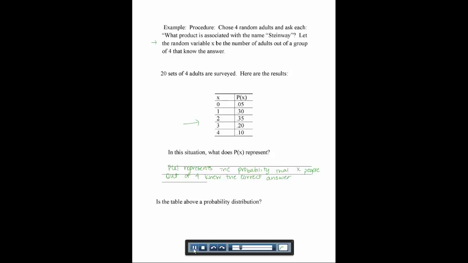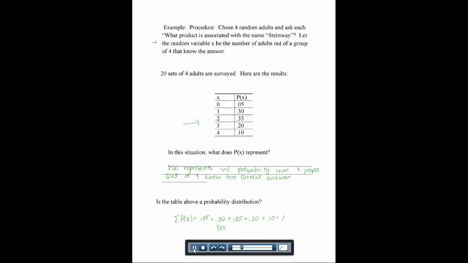Okay, so then the next question says, is the table above a probability distribution? First we look, well, all of the probability values are between 0 and 1, so we're okay there. Then our other check is we want to add up the probability values. So we take 0.05 plus 0.30 plus 0.35 plus 0.20 plus 0.10. We add them all up, and we see that we do get 1. So the answer is yes. It is a probability distribution.